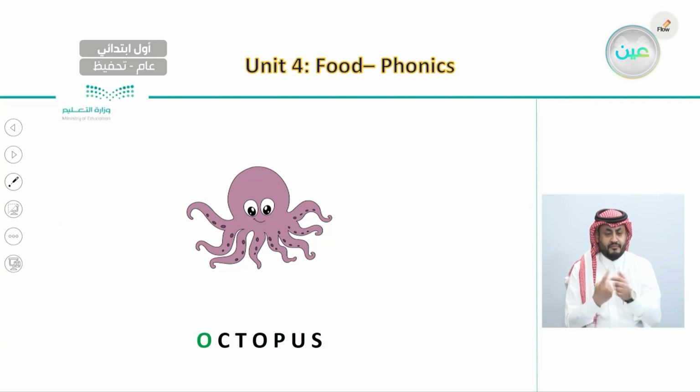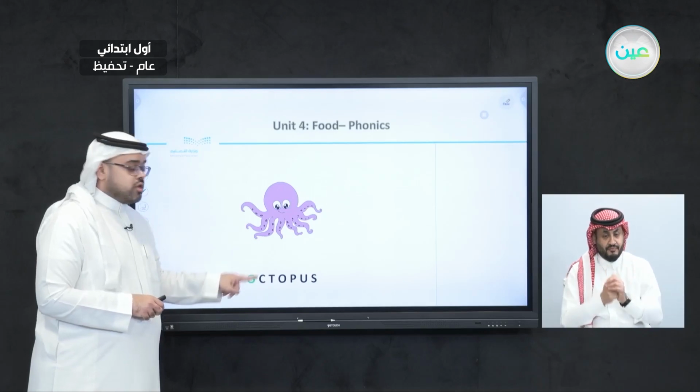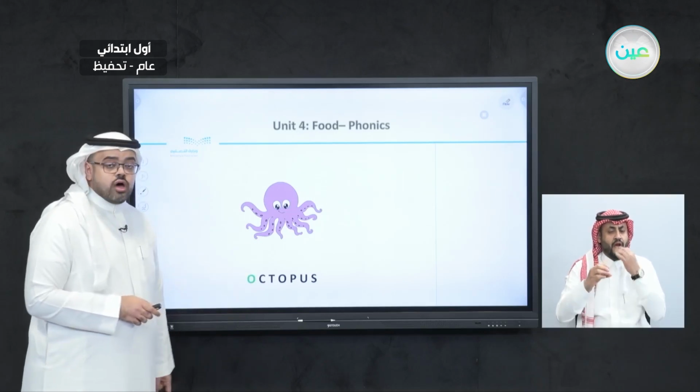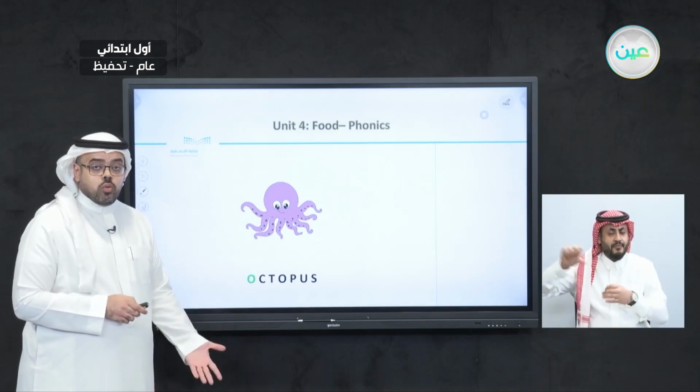So the first word here we have is octopus. This animal is called an octopus. Say with me. Octopus. Very good. Octopus starts with O. Starts with the letter O.